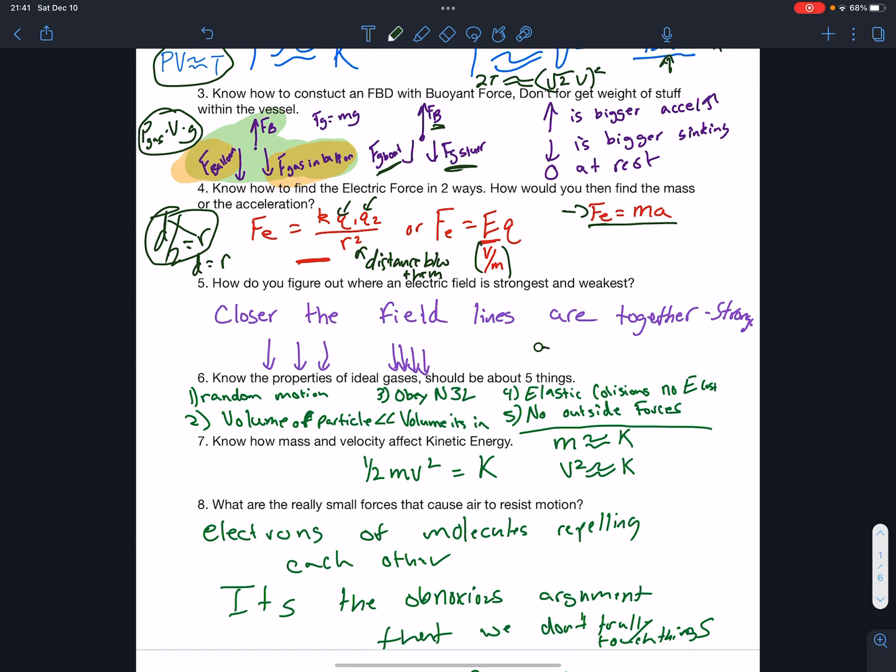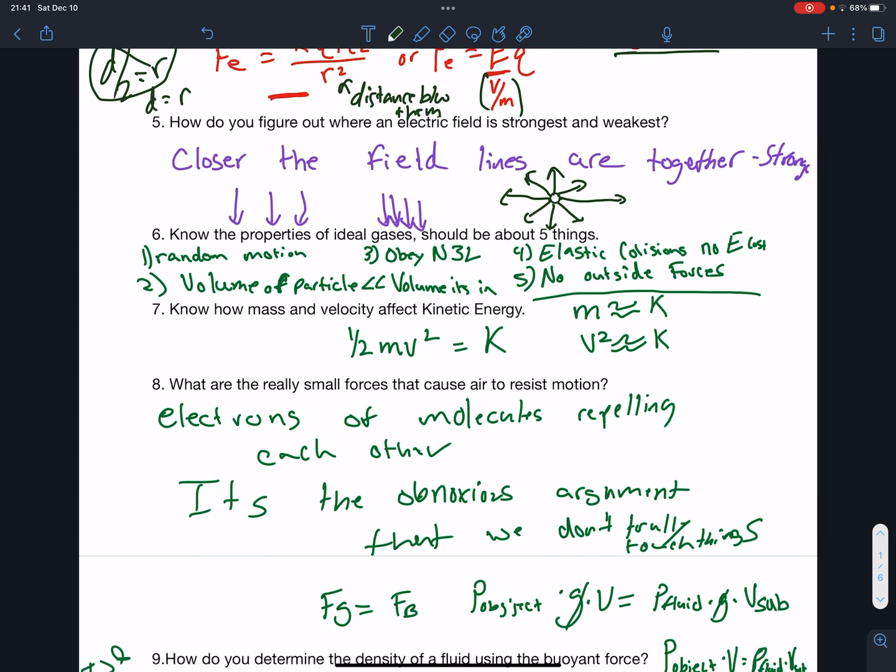If you're looking at a field line for this, then the electric field gets stronger as you get closer to the particle because the field lines are closer together at those points. As you get out farther and farther away, those field lines spread out, and as they spread out, the field gets weaker. All right, so moving on.